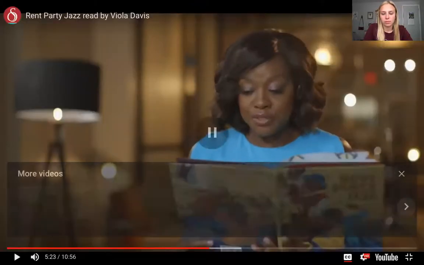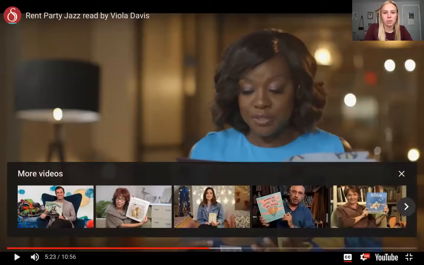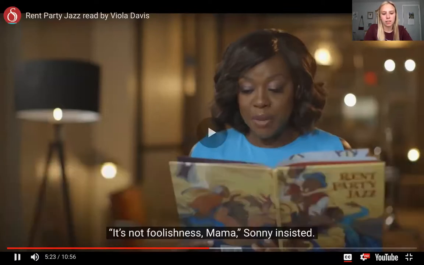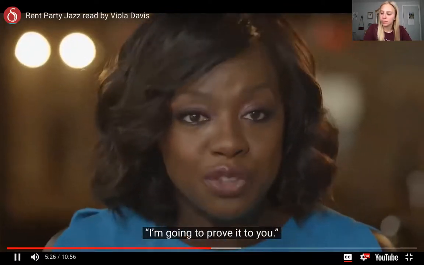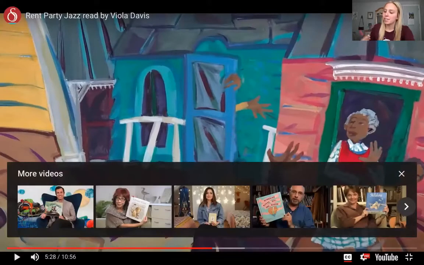It's not foolishness. So here we're starting to get some of our answer. She's telling Sonny that he's talking foolishness, so she doesn't think that he's being serious about the idea. Okay, so for number 4, Mama thinks the idea is foolish. The idea of a rent party. Mama thinks the idea of a rent party is foolish.